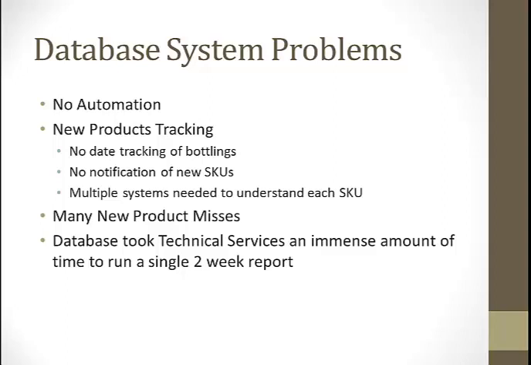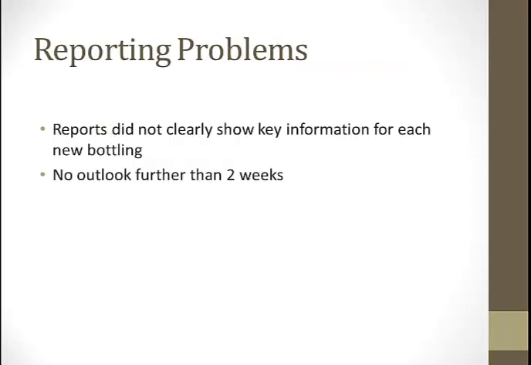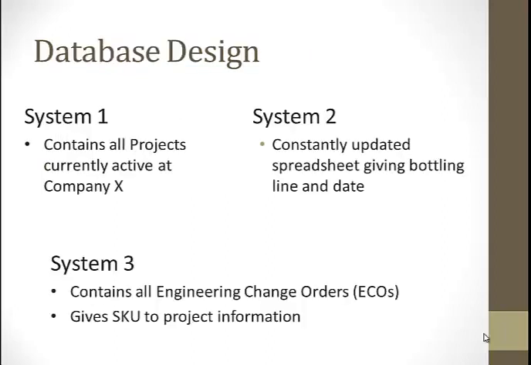Each week, I would spend an entire day trying to get the single 2-week outlook report correct. There were 2 key reporting problems with the old database. First off, the reports did not show some key information that's needed to know by different departments. Some departments need to know a simple yes or no answer on certain new products. Next, there was no further outlook than 2 weeks. In many instances, 2 weeks is not nearly enough time to prepare for certain new products.